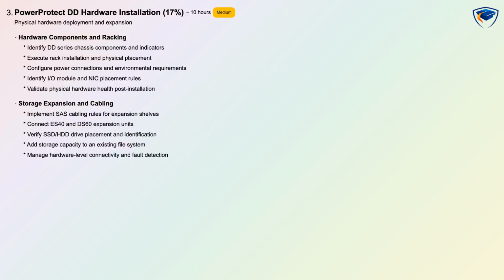Power Protect DD hardware installation is 17% of the exam, rated medium, and needs about 10 hours of hands-on and conceptual study. You will identify DD series chassis components and indicators, perform rack installation, configure power and environmental requirements, and validate physical hardware health after installation.